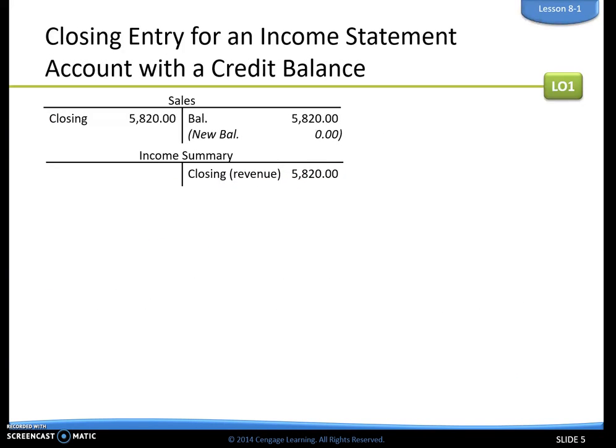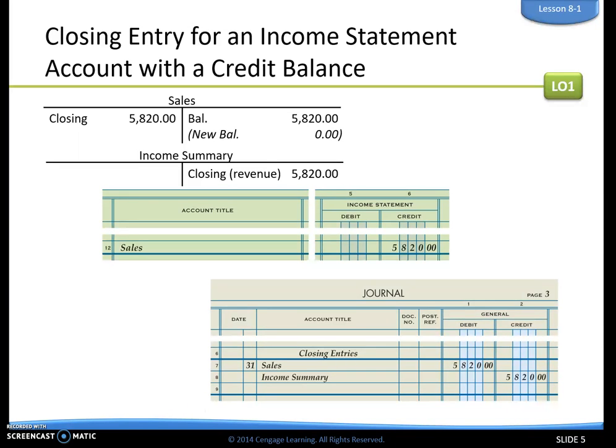Closing entry for an income statement account with a credit balance. The account that has a credit balance is sales. The closing entry would be dated the 31st. Sales is the debit, income summary is the credit. Because in order to close out sales as a credit, you have to make it a debit. We want to zero out this account.